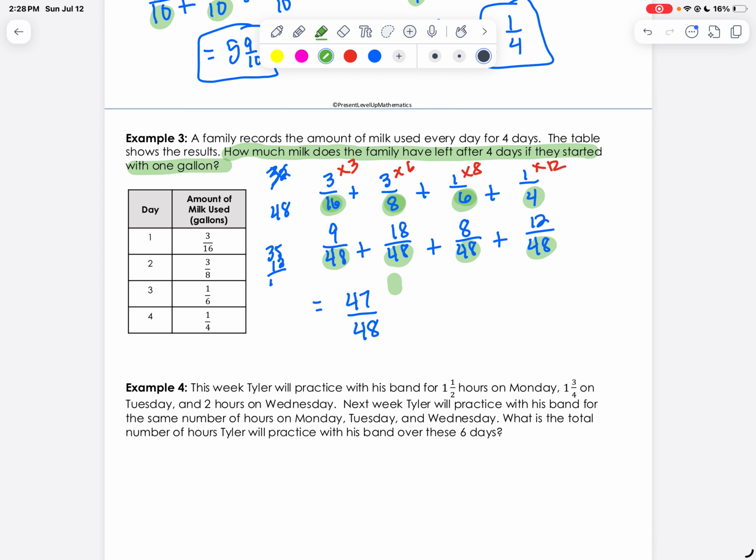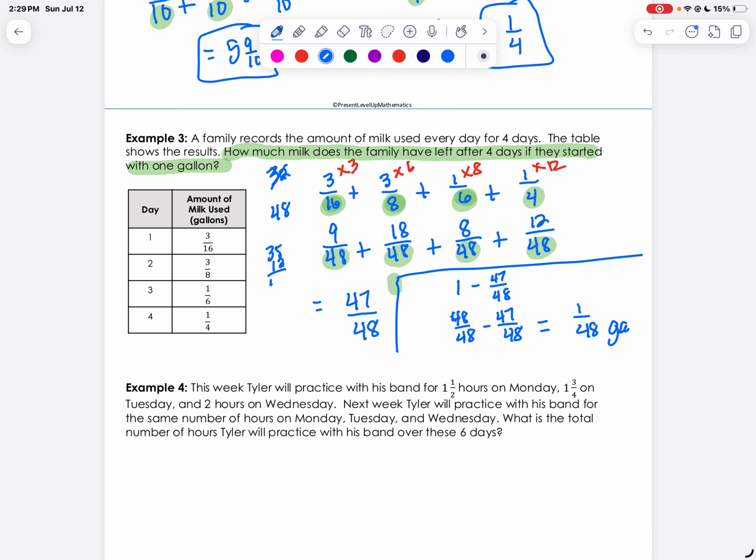So I'm going to make some room here. That's the total, all right? What I want to do now is start with what they started with, which is 1 gallon, and I'm going to subtract 47 over 48 of a gallon. So I'm going to write 1. I want a common denominator, so I'm going to write 1 is 48 over 48. 47 over 48 will stay that way because now we have a common denominator, 48. And when I subtract 48 minus 47, I get 1/48. So this is how much they have left, 1/48 of a gallon.